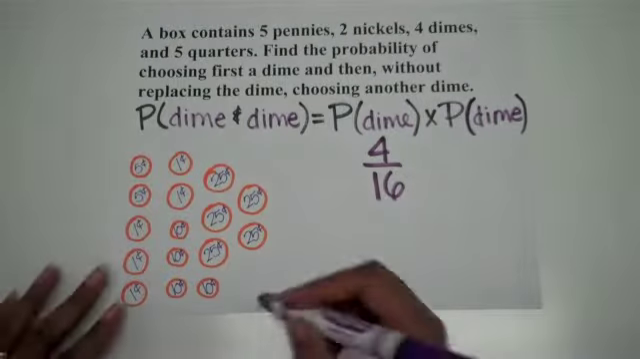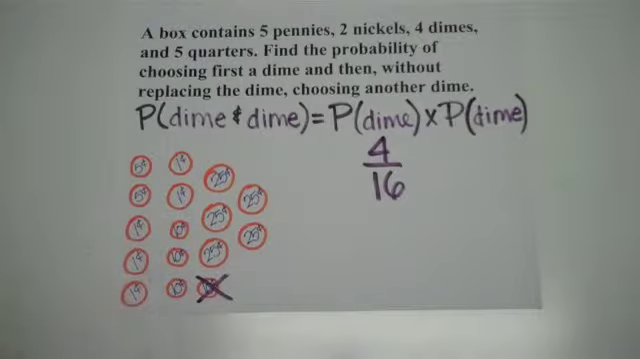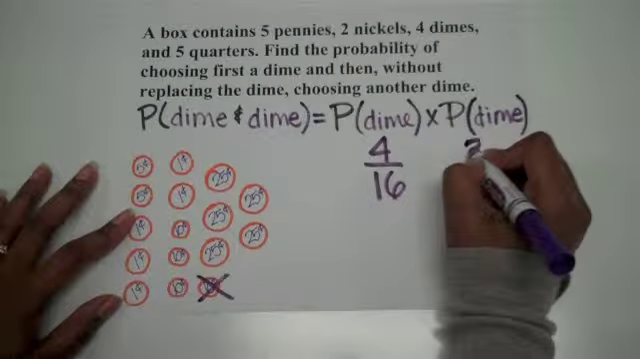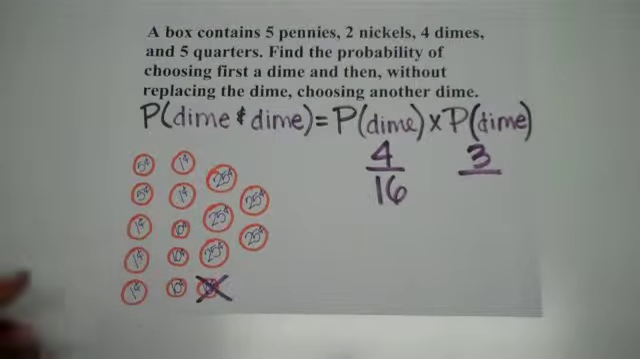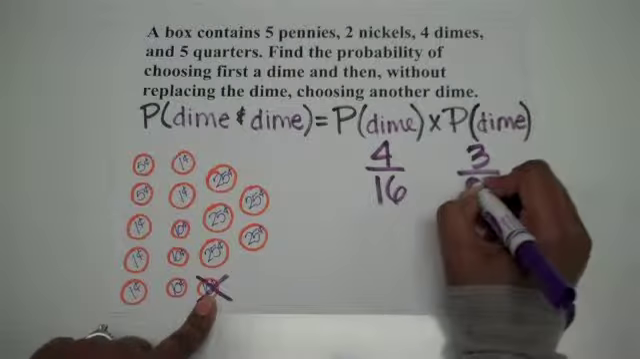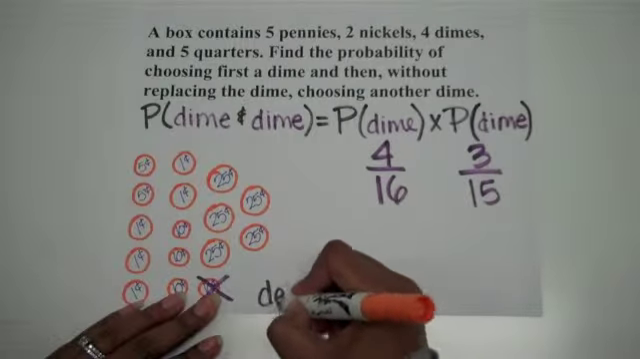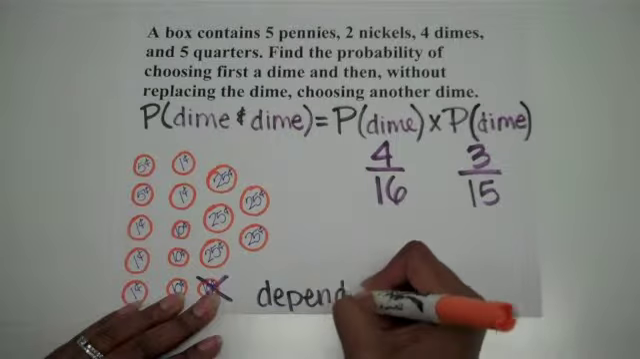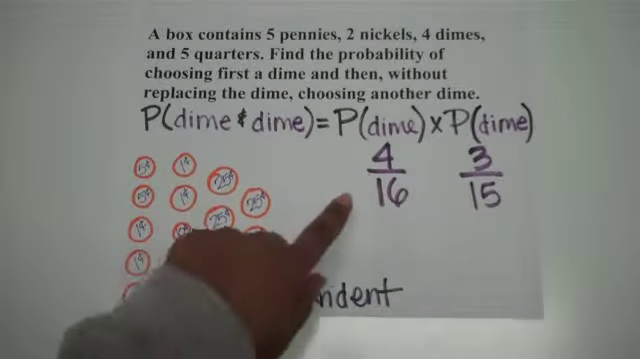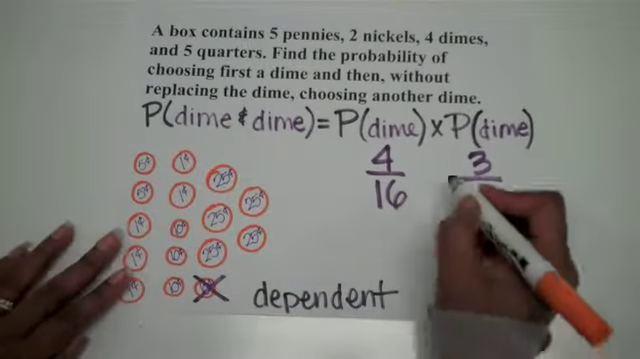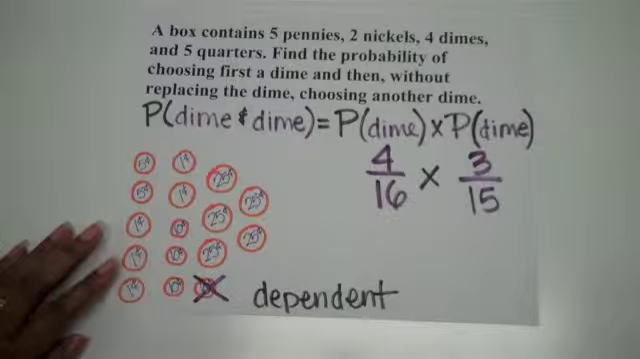Okay. Well, if I actually got that dime on the first chance, when I go to get my probability of my second dime, now there's only 3 dimes left. And are there 16 coins anymore? No, because this one's gone, so now there's only 15 coins left. Okay? And so again, you should have identified this as dependent events because what happens in the first event affects what happens in my second event. But I still get the probability by multiplying straight across.